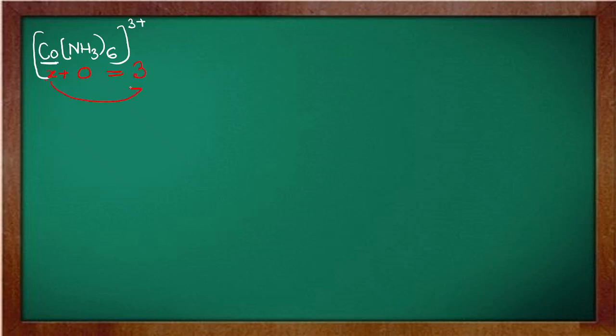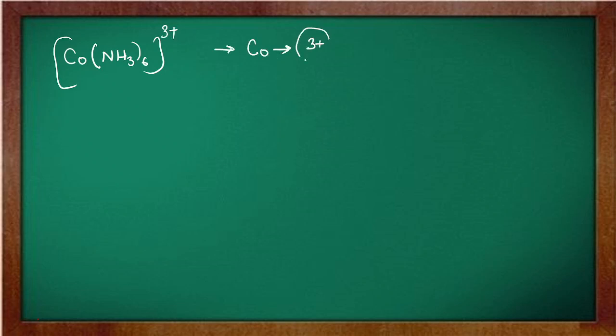So my oxidation state of cobalt is 3 here. That is the oxidation state of my cobalt. It is 3 in the given compound. So now the compound which I have taken was Co(NH3)6 with a charge of 3 positive, and I got that my cobalt has a charge of 3 positive, meaning the oxidation state is 3 positive. So now we have to write the electronic configuration for cobalt in the 3 positive state.